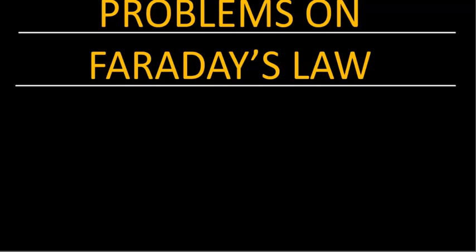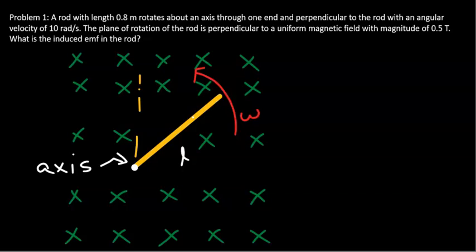Let us look at a few more problems on Faraday's law. We have a rod, the length of which is 0.8 meters, that rotates about an axis through one end and perpendicular to the rod with an angular velocity of 10 radian per second. So that is the axis.